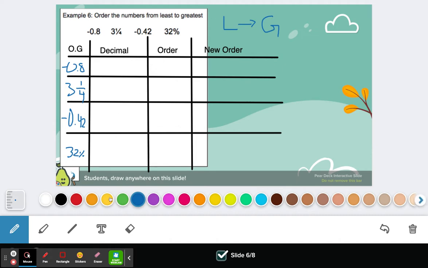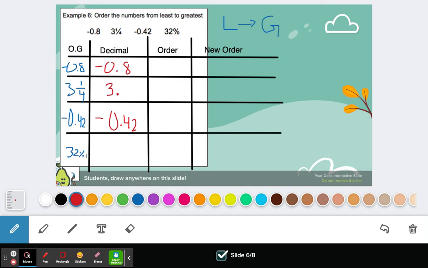And all I'm going to do is rewrite first my decimals, and remember I want to align them. So I'm going to have negative 0.8. I know this one, I have 3 wholes and a little bit more. So I have positive 3 and a little bit more. We're going to figure that out. And this one's going to be 0.42. And we're going to figure out our percentage, okay?